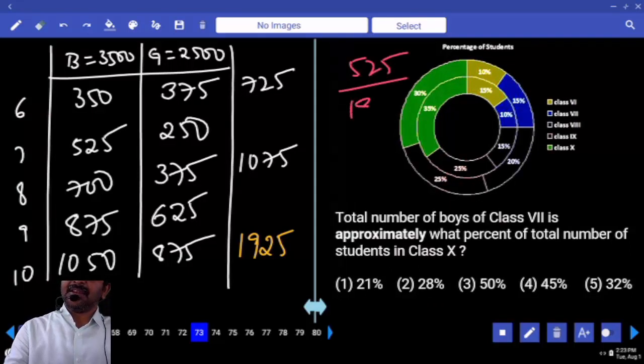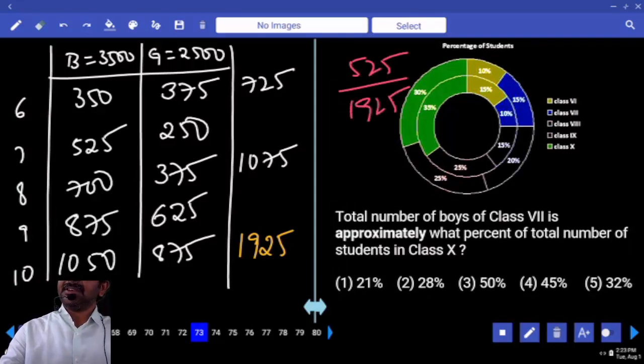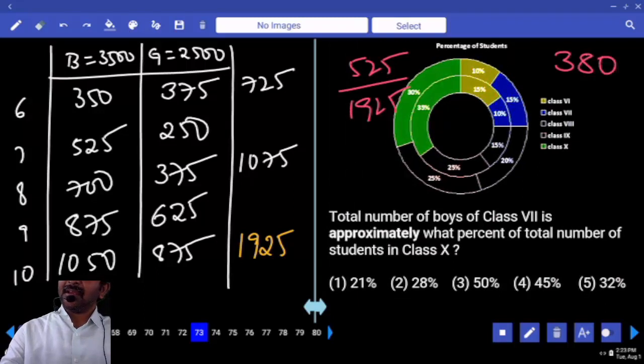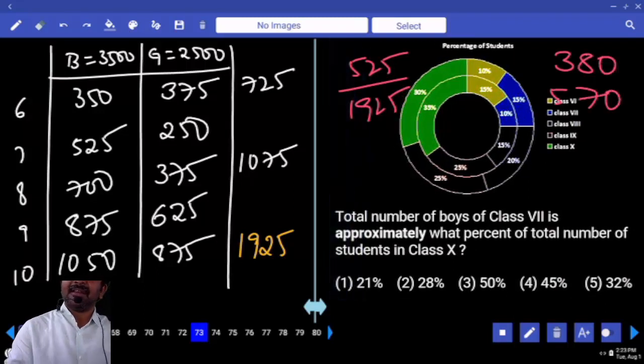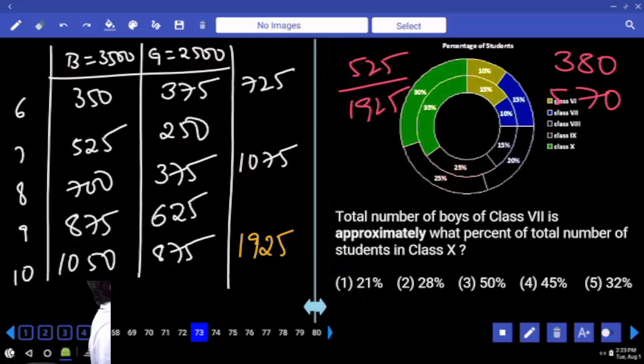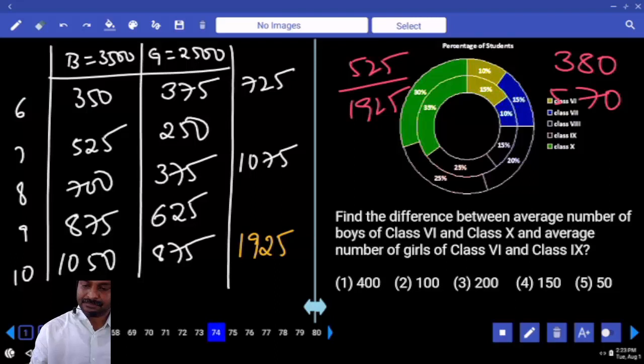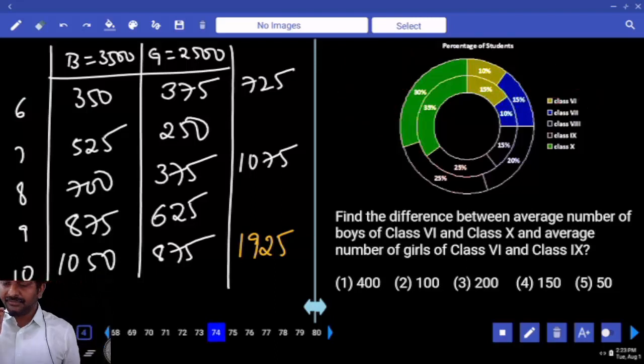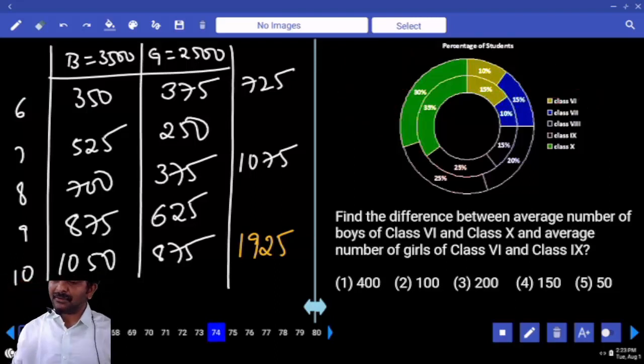525 by 1925, 20% is 380 and this is 570. Now, our numerator, is that close to 20% value or 30% value? That means answer must be close to 30% only. Out of those two options, which is close to 30? 28. Next.